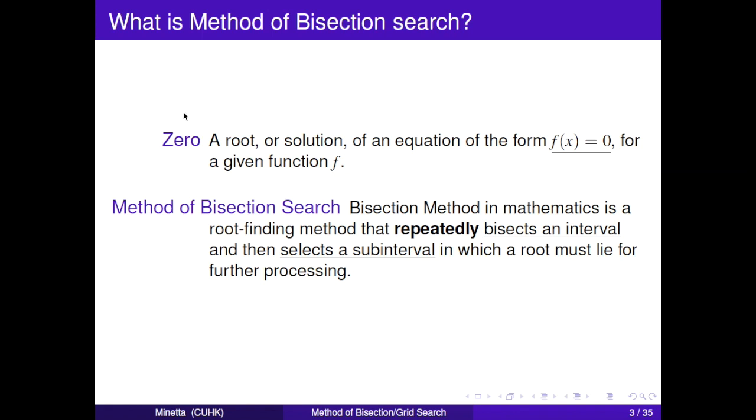First, we need to know what a zero is. Simply speaking, a zero is the solution of f(x) = 0 for a given function f. Then comes the concept of the method of bisection search. The bisection method in mathematics is a root-finding method that repeatedly bisects an interval and then selects a subinterval in which a root must lie for further processing.